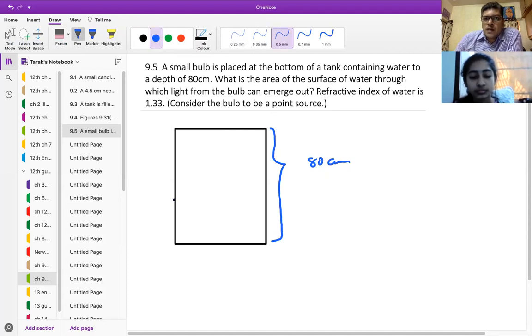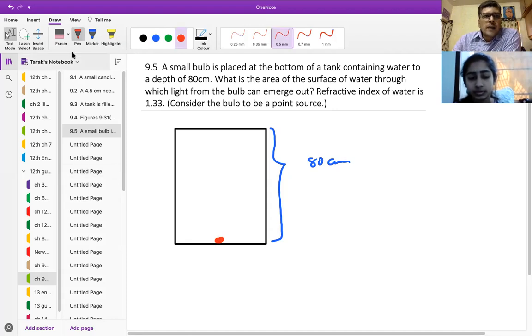Next one is: what is the area of the surface of water through which light from the bulb can emerge out? They are asking us that there is a source of light which is at the bottom. Right. So if we put a bulb, our battery like this one, it will take out such type of area, like a cone. So they want that area first of all.